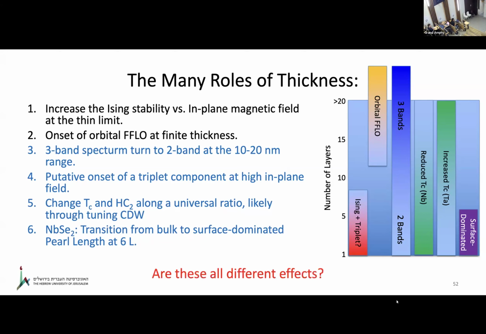And my final question, which is going to be the final thing I'm going to say in this talk, is, are these all independent changes? Or could some of these 6 different things be the same physical effect, which is just manifest in 2 different measures? I think it's an open question for the community.